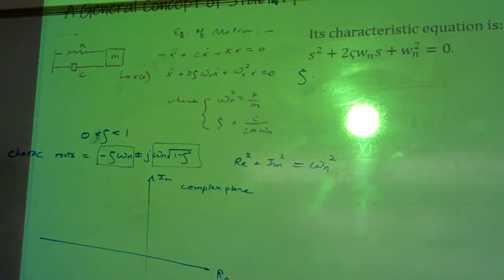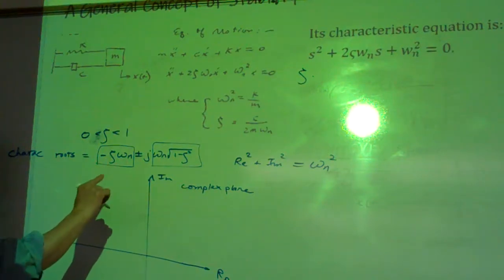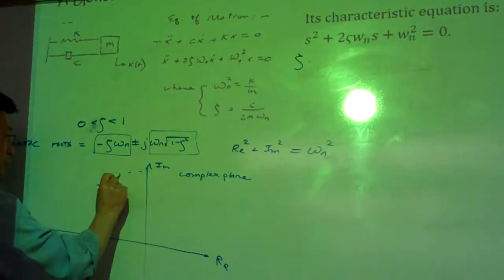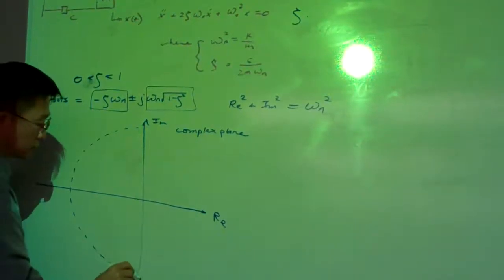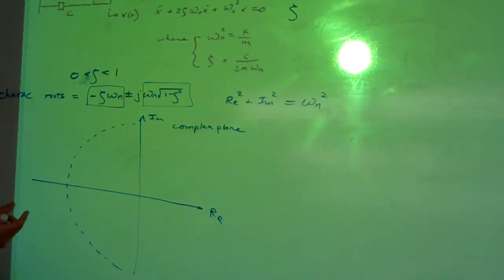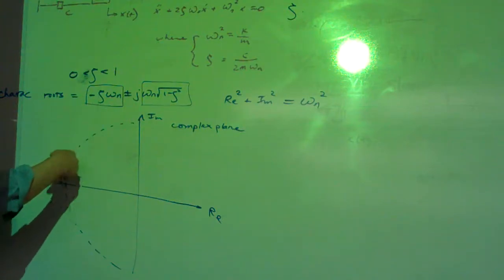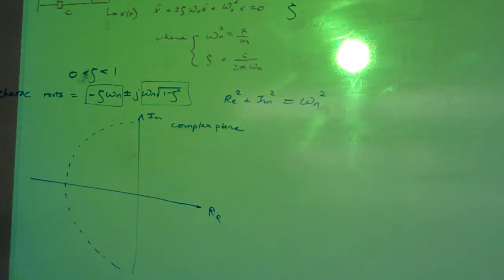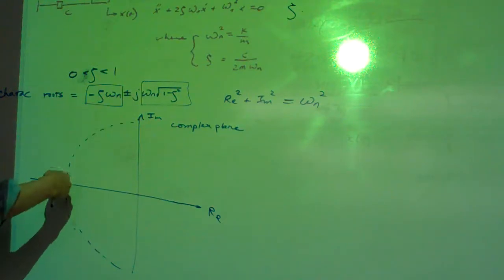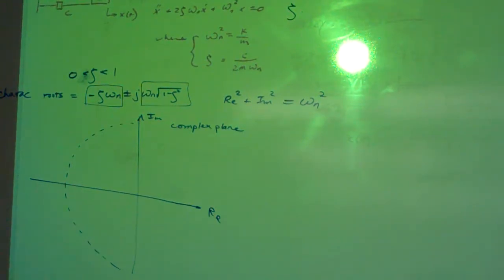Okay, so in this way, using the origin as the center and omega n as the radius, we can draw a circle. Then the root will be on this circle as long as omega n is determined. So once we know the system, the k over m, the spring constant over the mass, then omega n is determined. Then that determines the locus for the distribution of the roots.